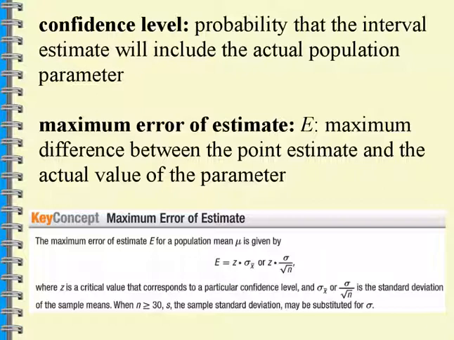A confidence level is the probability that the interval estimate will include the actual population parameter. Basically, you can assert with 99% confidence that the value will be in this interval, or you can assert with 95% confidence that the value will be within this interval. To find a confidence interval, we need to know the maximum error of estimate, abbreviated as E. That is the maximum difference between the point estimate and the actual value of the parameter.